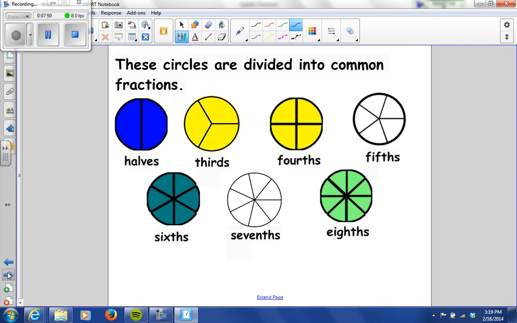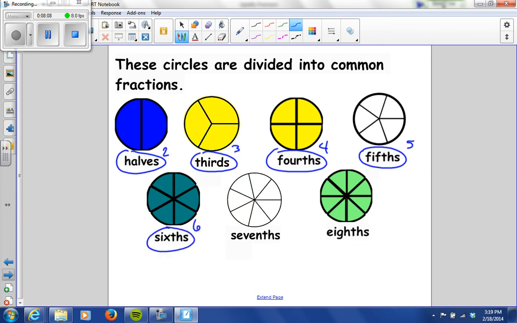This would be a half, because it's split into two different pieces. These are thirds, 3 different pieces, fourths, 4 different pieces, fifths, 5 different pieces, sixths, 6 different pieces, sevenths, 7 different pieces, and eighths are 8 different pieces.